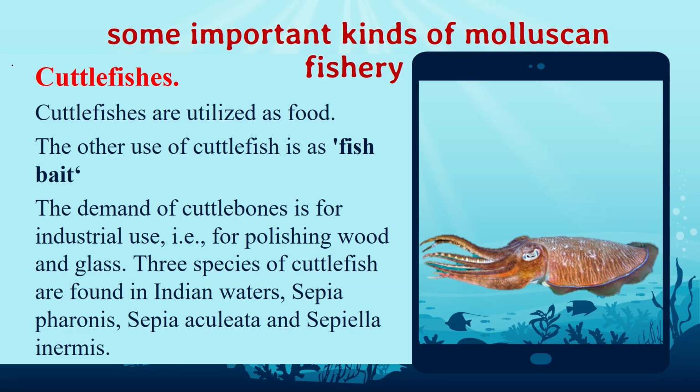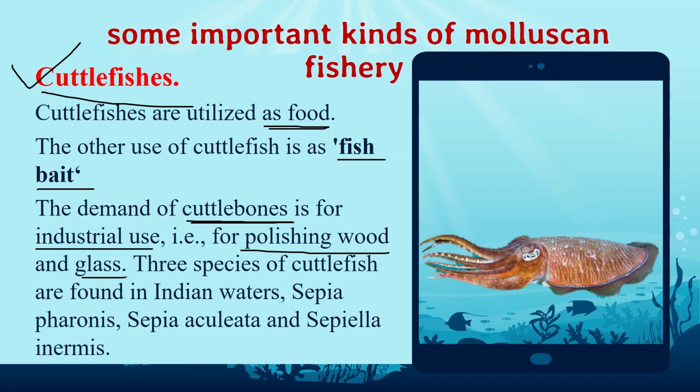Then about the cuttlefishes. Cuttlefishes are utilized as food in many places of the coastal areas of South India. The other use of cuttlefish is as fish bait. Cuttle bones, when washed well, are packed and exported. The demand for cuttle bones is for industrial use, that is, for polishing wood and glass. Three species of cuttlefish are found in Indian waters: Sepia pharaonis, Sepia aculeata, and Sepiella inermis.